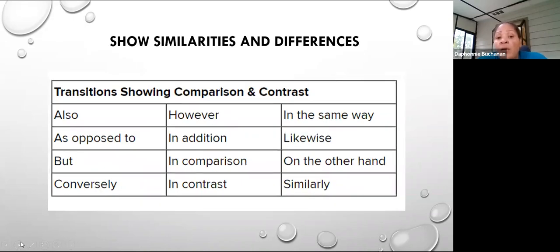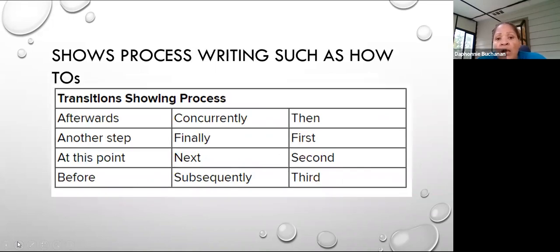All right, showing similarities and differences, which compare and contrast is the same thing. You know, they just use different academic language for both, but they're both the same thing. When you're comparing things, these are the words that you would use for that. The process of writing, such as a how-to, like a recipe, how to make a mask, how to build a house, those type things. These words will be used in that type of writing. And it's just the steps in a process, how things are being put together. So that is when you would use these words.